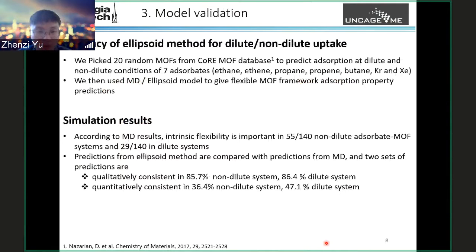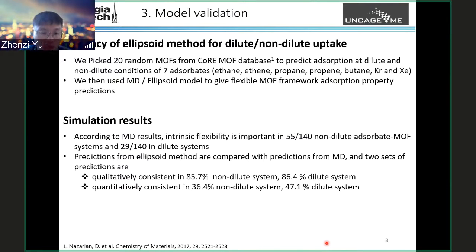So let's move into the third part, which is the model validation. We picked 20 random MOFs from the CoRE MOF database to predict the absorption at dilute or non-dilute condition of C8 isomers. We then used MD and its ellipsoid model to give flexible MOF framework absorption property predictions. So the simulation results are shown in the bottom.